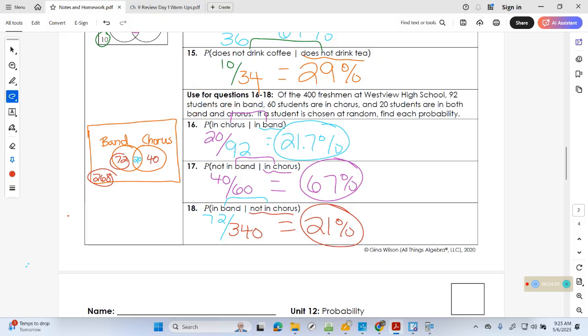Questions? Yeah, so like for number 72 is not in band, how come you can't add the 268 together? Because you're still in chorus, so you're taking one of them. The 268 are taking none of them. None of them at all. Oh, okay. Yeah, good question.